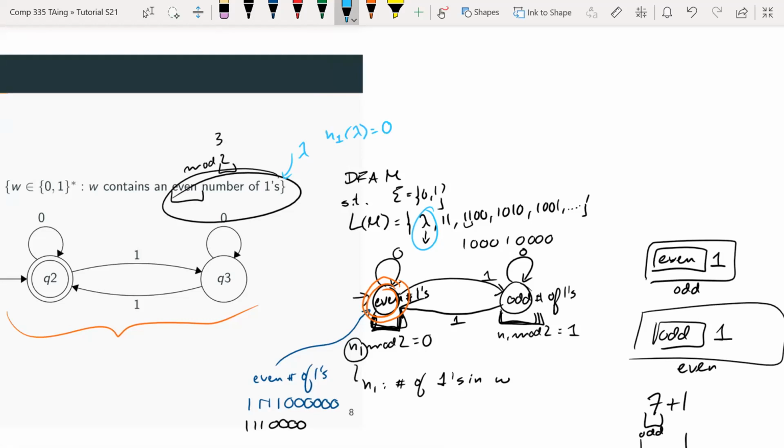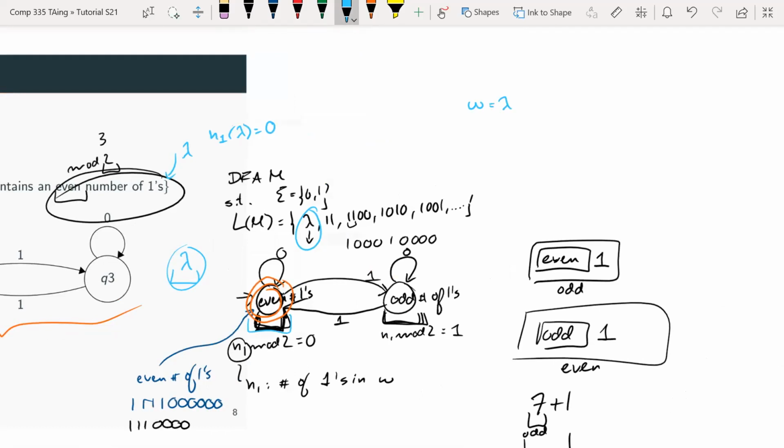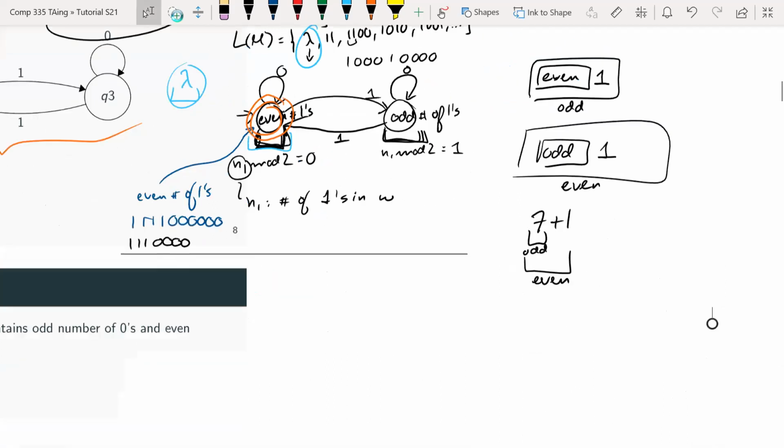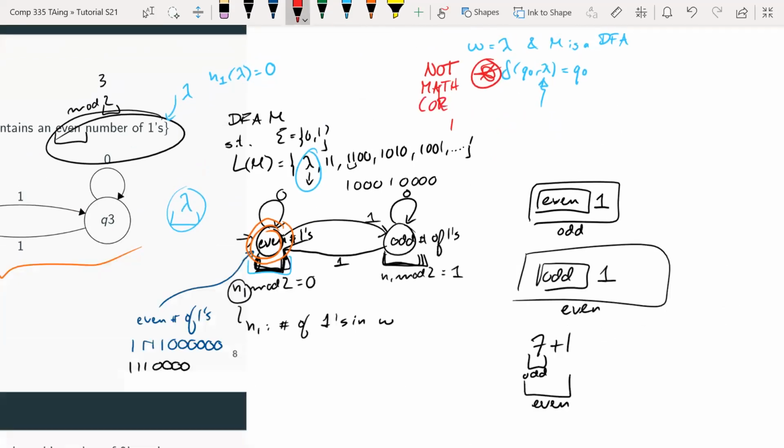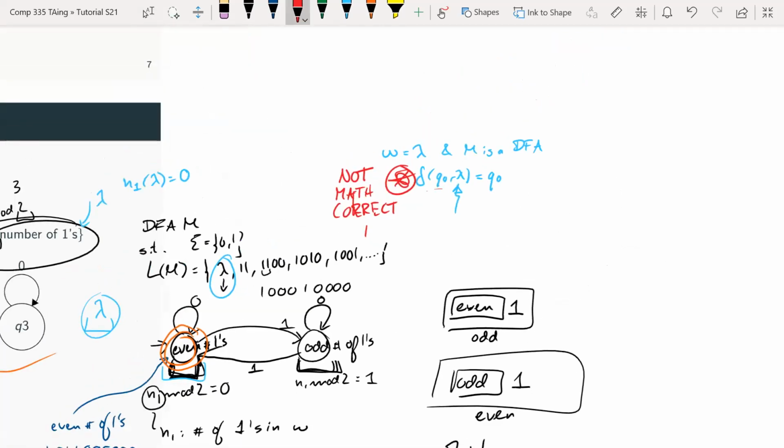So what happens if you're reading your input tape and your input tape has lambda? Well, as I mentioned before, for DFAs, the only thing that can happen if you have lambda as your input string is that you just stay at the same state. So the rule is, if W is lambda and M is a DFA, delta of Q0, lambda is always going to be Q0. So technically this isn't correct. You should only use this notation for NFAs. So this is not mathematically correct. Whoopsie daisies. So don't write this in an assignment, or don't get tricked by this in a quiz.